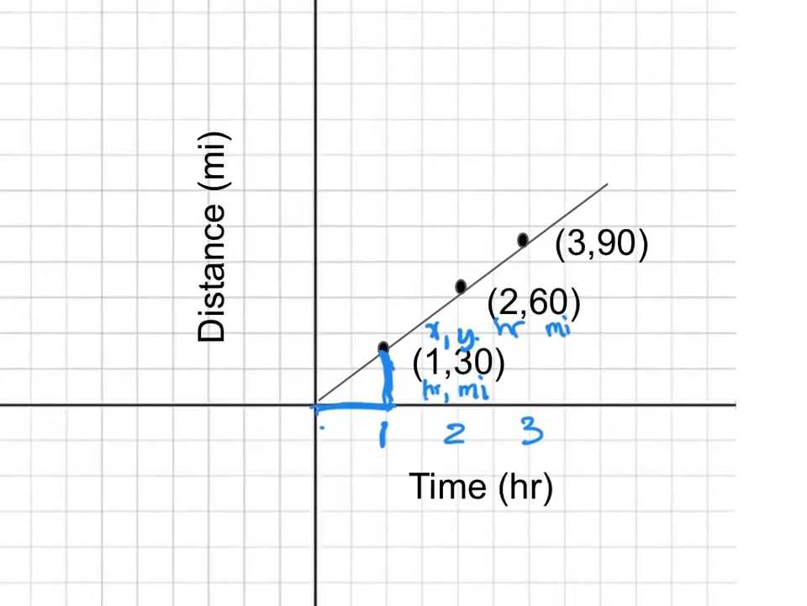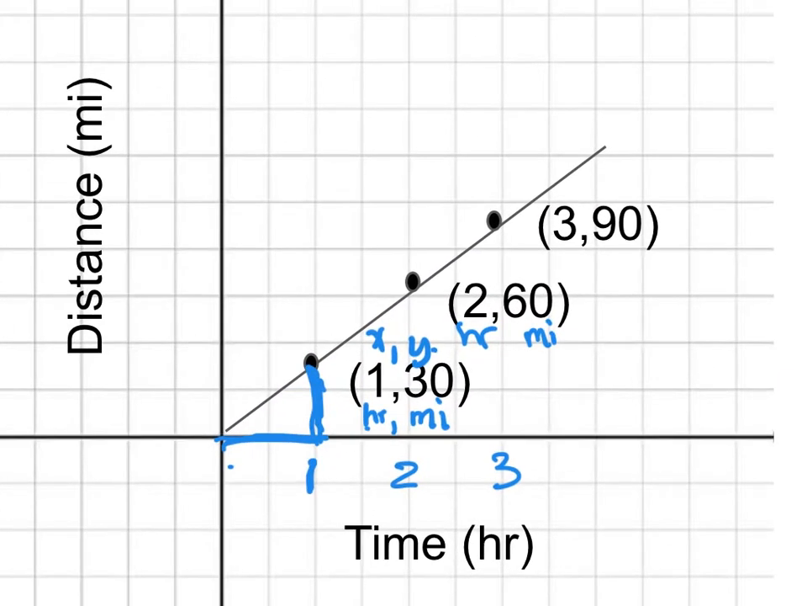Okay, so let's look at this in a little bit more detail. If I look from here to here, the dots are a little bit off, but that's okay. This is 1 hour, one space here. And then from here to here, I have from 90 to 60, so that would be just 30 miles. So this is my rate. I have the rise, which is 30 miles, over the run, or going sideways, which is 1 hour.